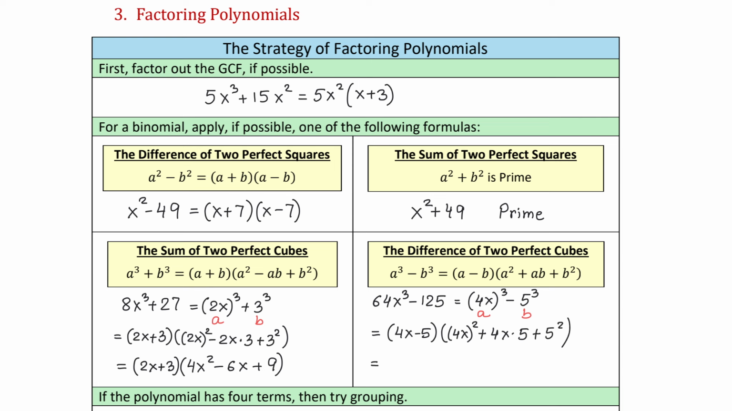Then this equals 4x minus 5 times 4x squared is 16x squared, and 4x times 5 is 20x, and 5 squared is 25.